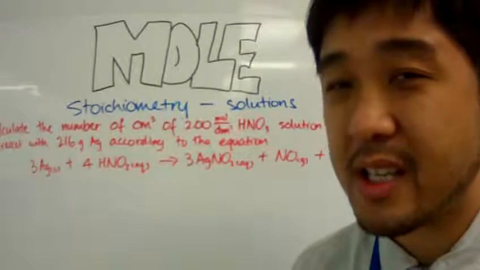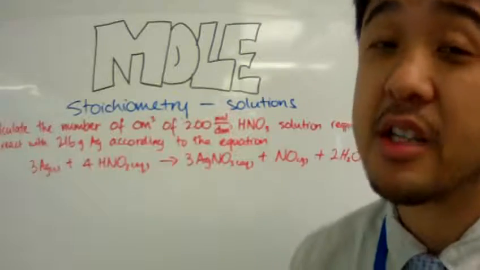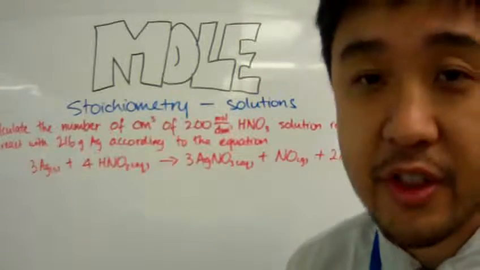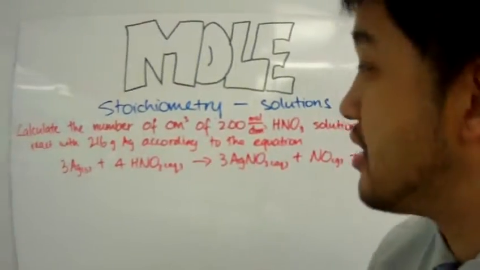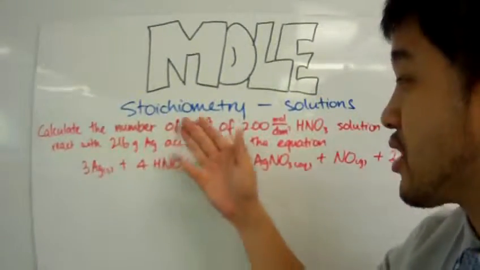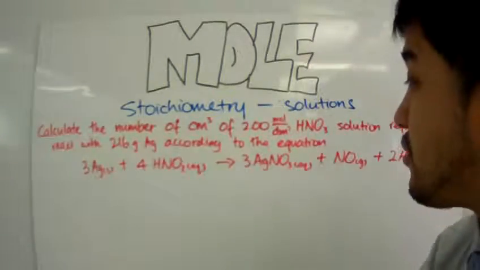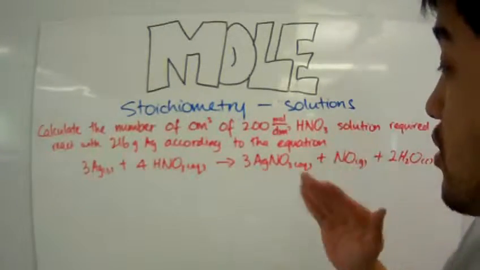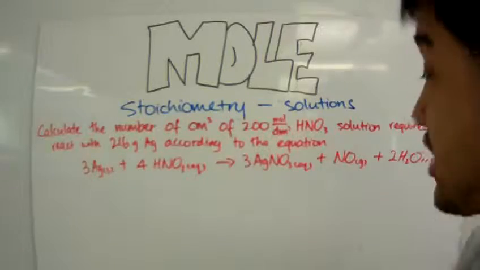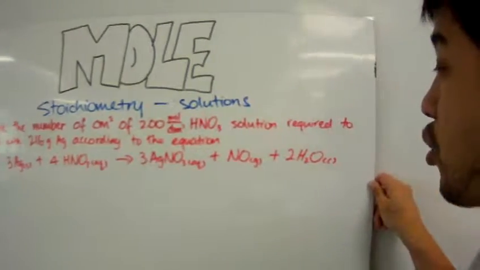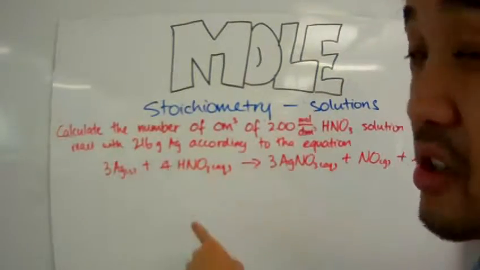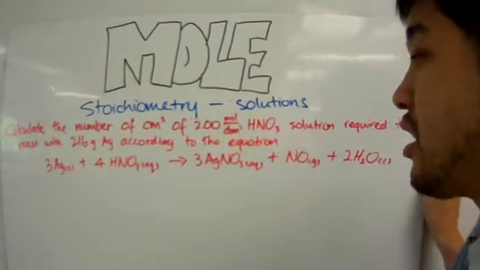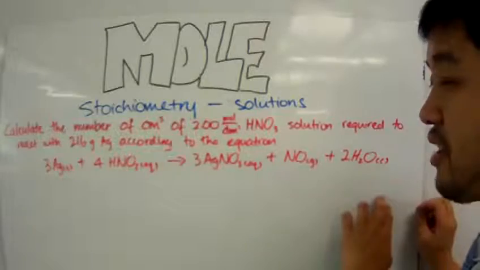And now we're going to do an example that requires a slightly higher level of thinking and knowledge, applying it to new circumstances. So let's take a look at the question. Calculate the number of cubic centimeters of 2 moles per dm cube of nitric acid solution required to react with 216 grams of silver according to this equation right here.